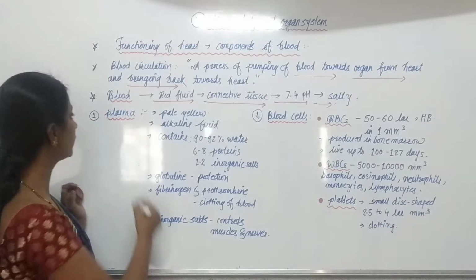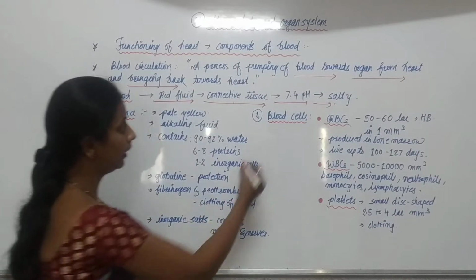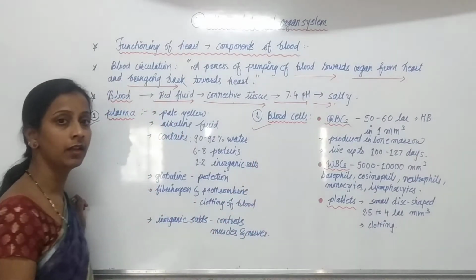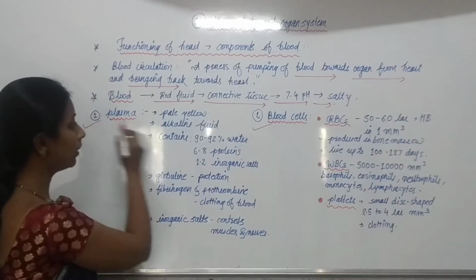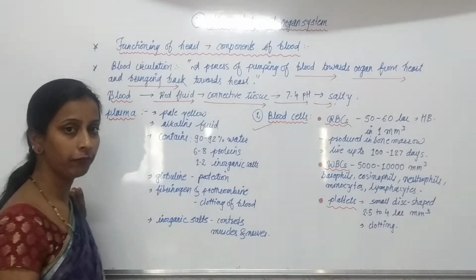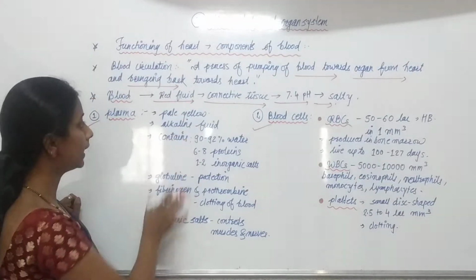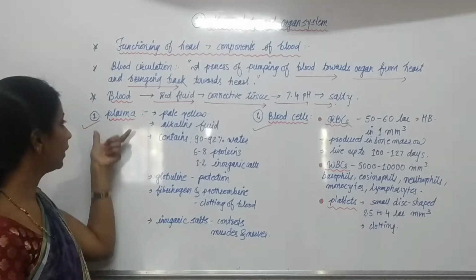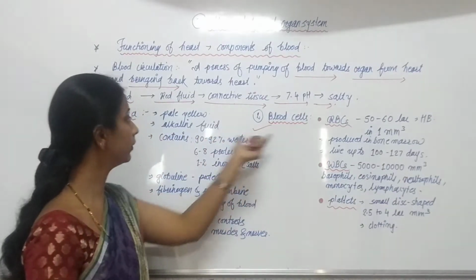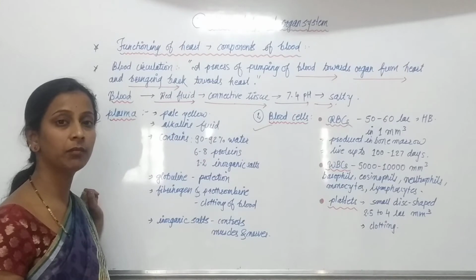Now, this blood is composed of two components. Main two components. These are plasma and blood cells. This blood consists of two main components. First, we will see here about plasma. So, plasma, only plasma, not membrane. Okay, plasma and blood cells. Okay. So, first we will see about plasma.